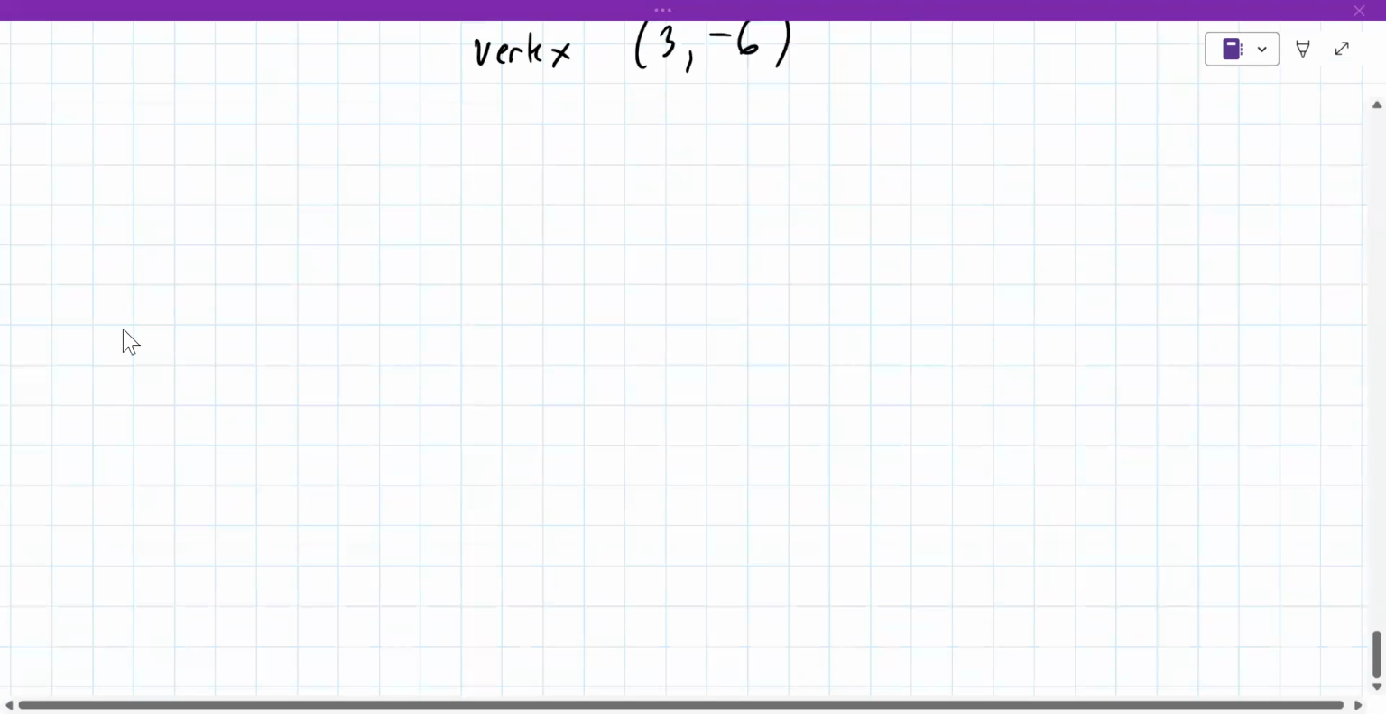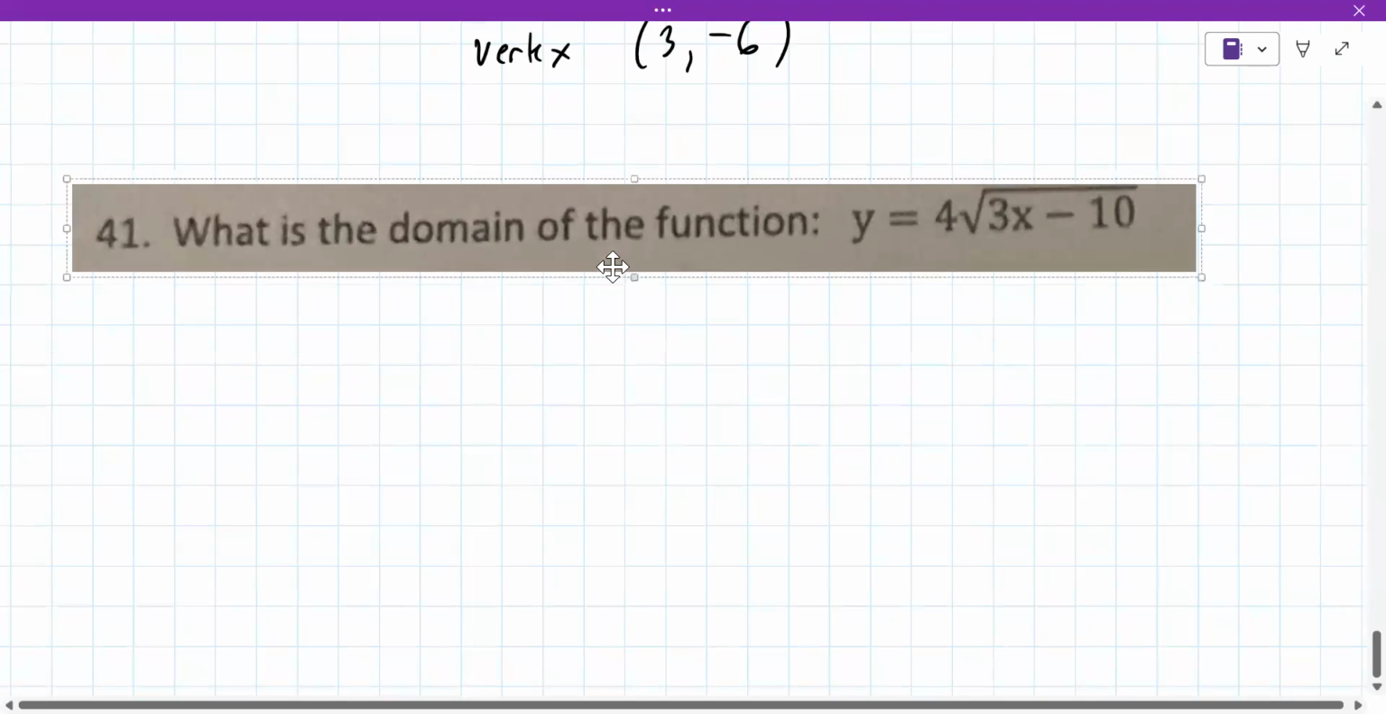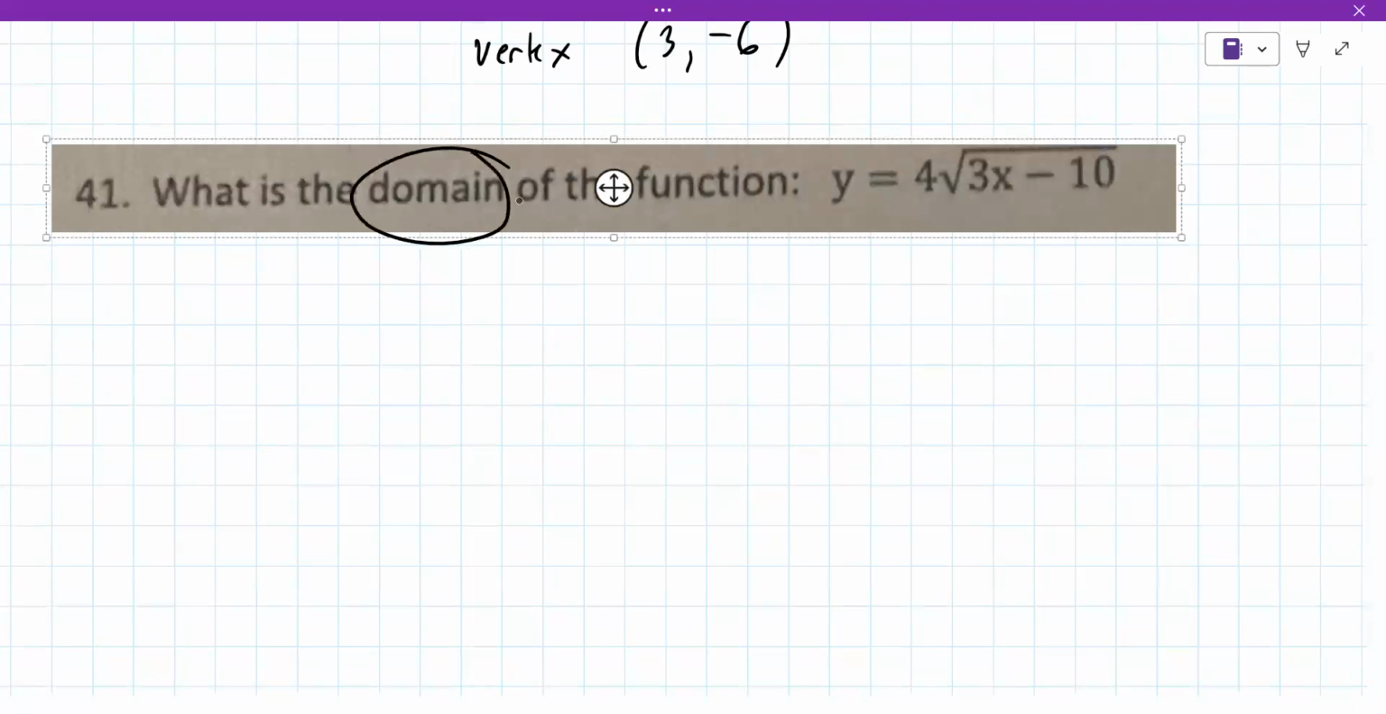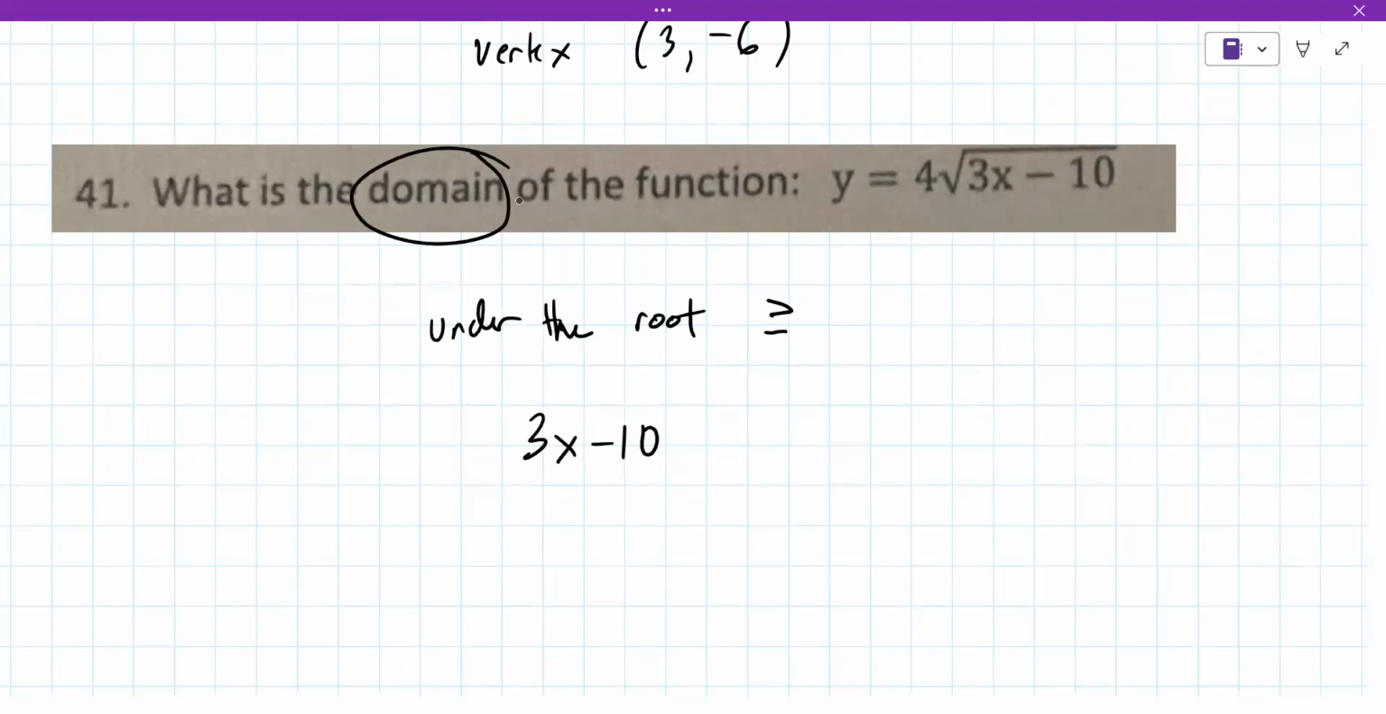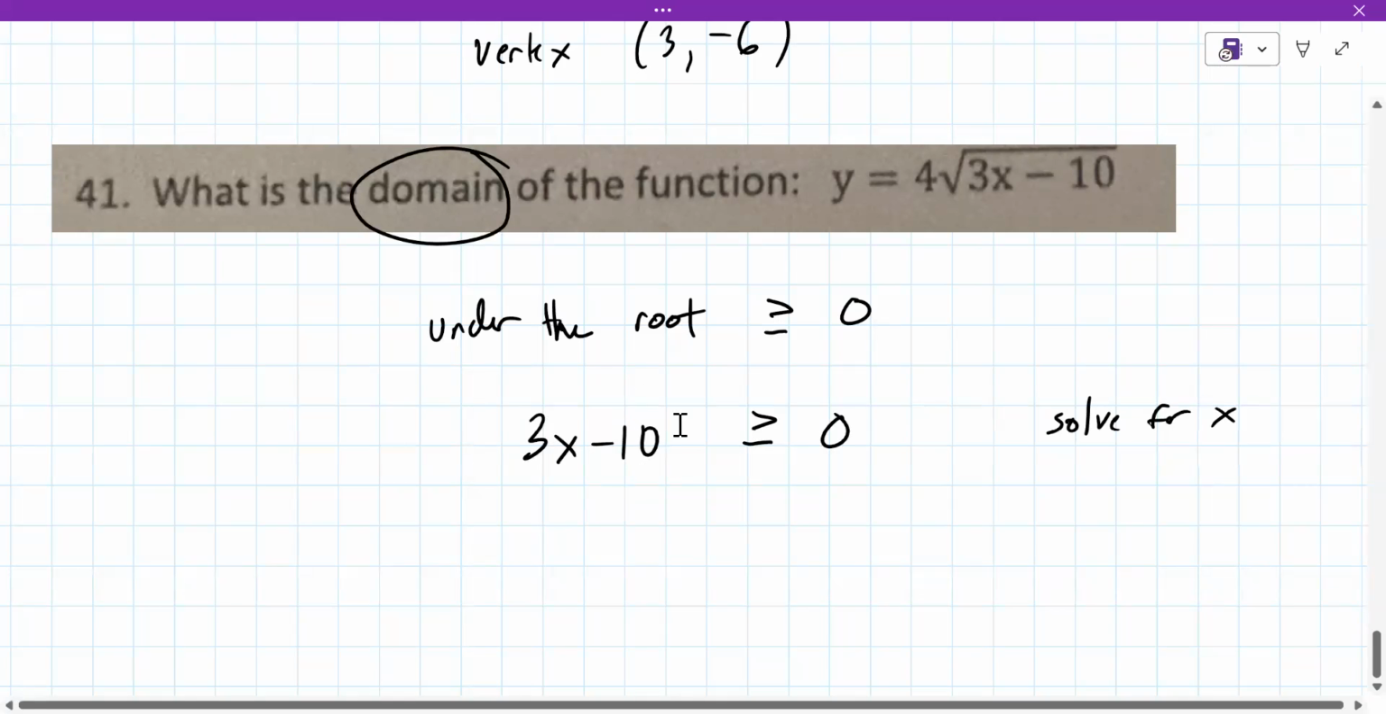Let's give you some more information so that if you get one like this, you know what to do. To find the domain, you take the part under the root. You ignore everything else, just the part under the root. 3x minus 10. Then you make it greater than or equal to 0. So you set whatever is under the root greater than or equal to 0, and then you solve for x. How do you solve this for x? How do you undo this here?